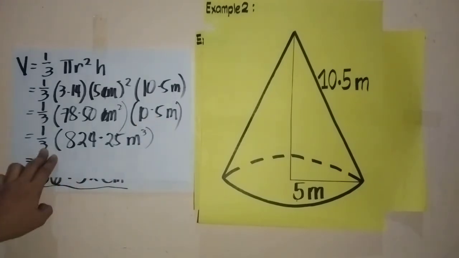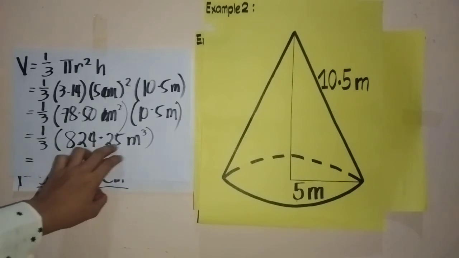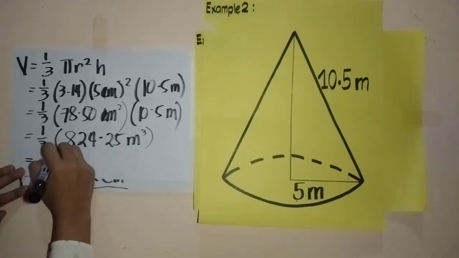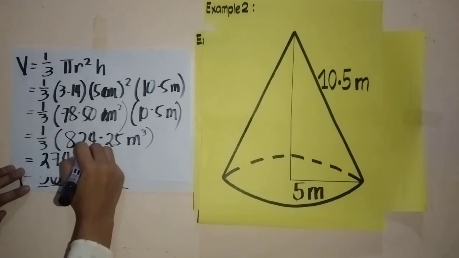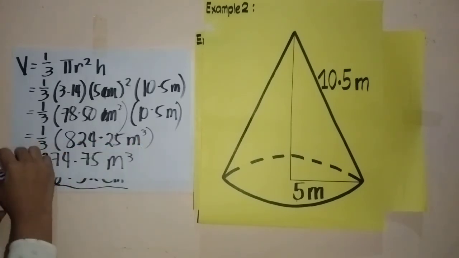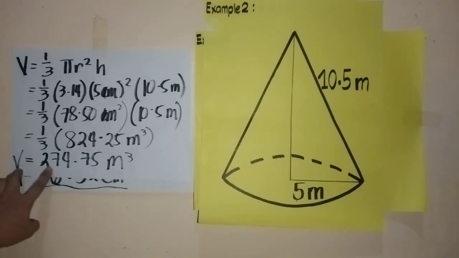So one-third times 824.25 cubic meters is equal to 274.75 cubic meters. So the volume of the cone is equal to 274.75 cubic meters.